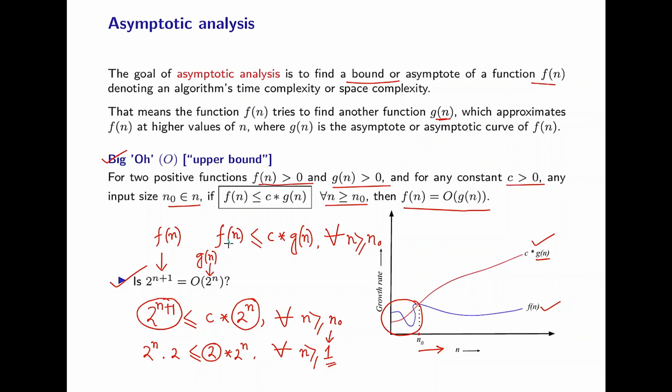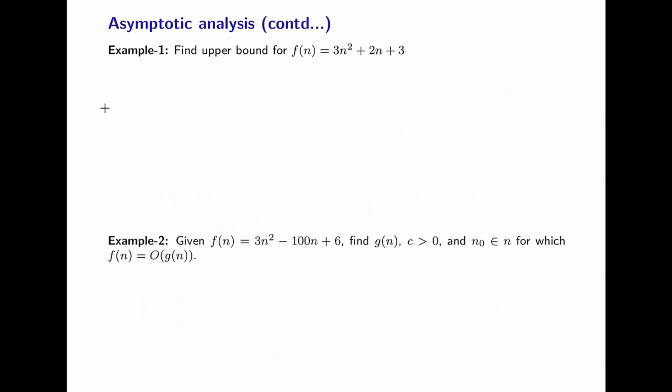Always go with the definition. This is the most important thing. Fn less or equal than C into Gn, and always try to put the value of n greater than equal to some n naught. You need to find out the n naught. Then we'll move to the next example.